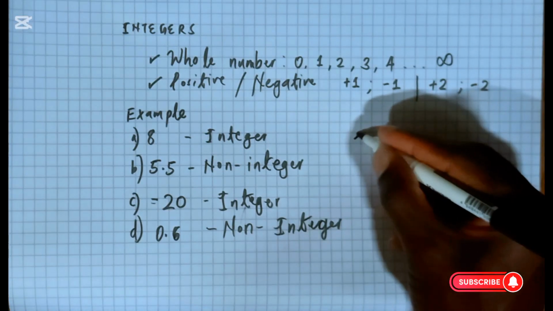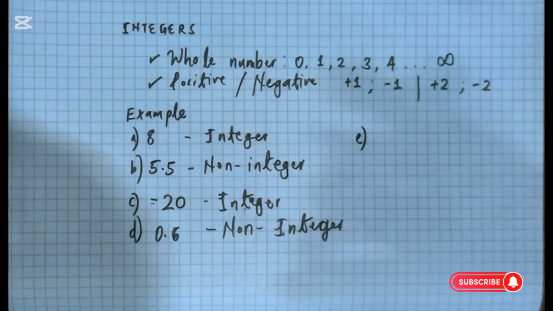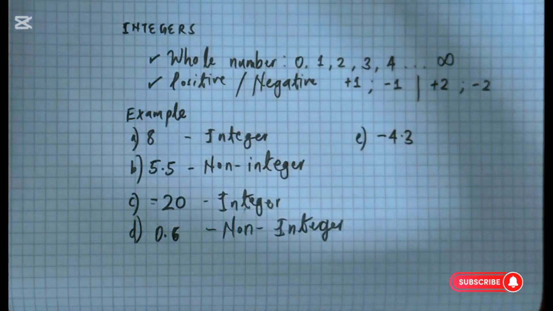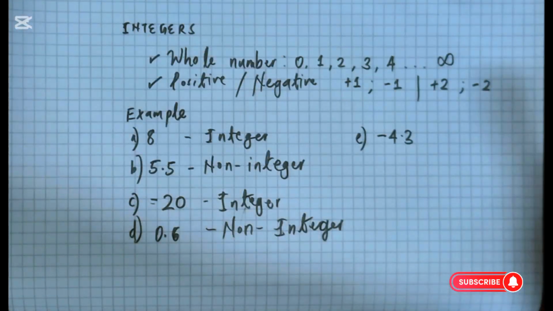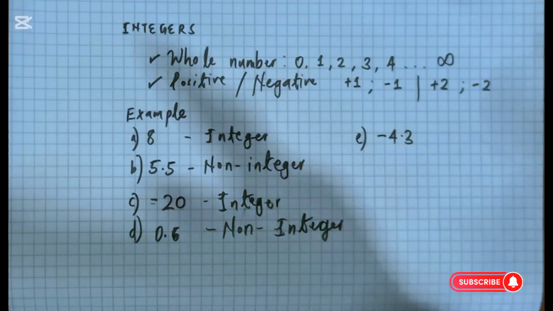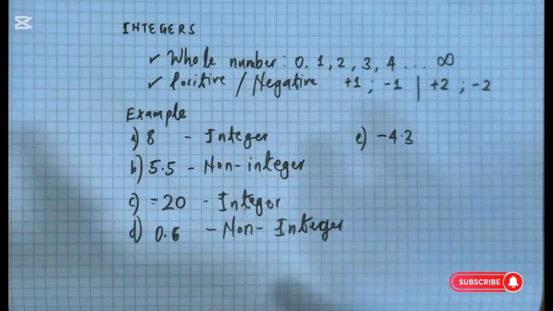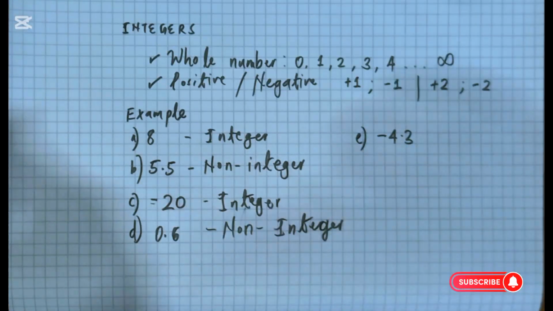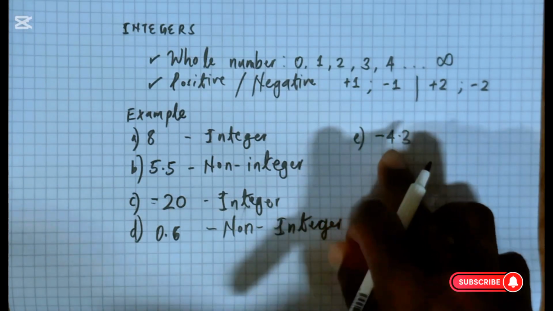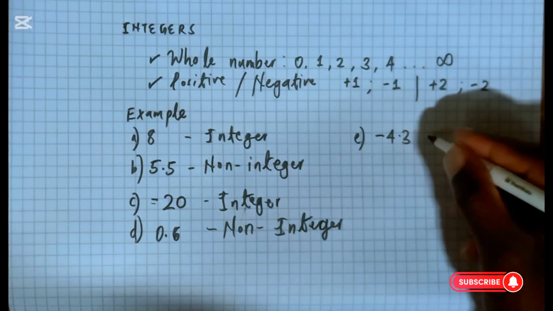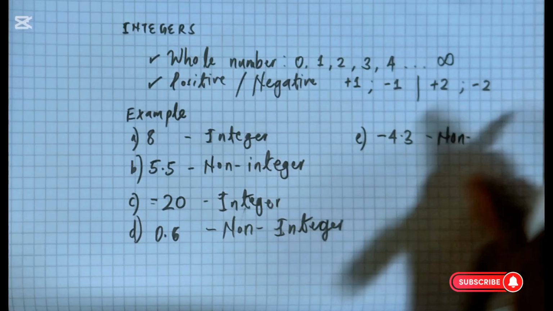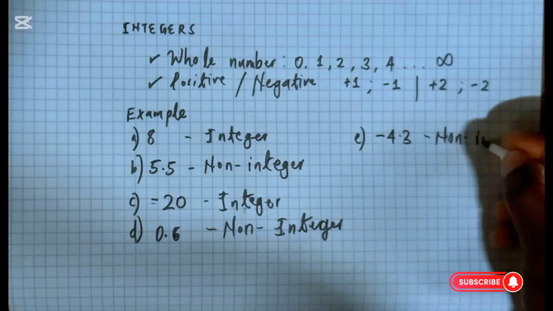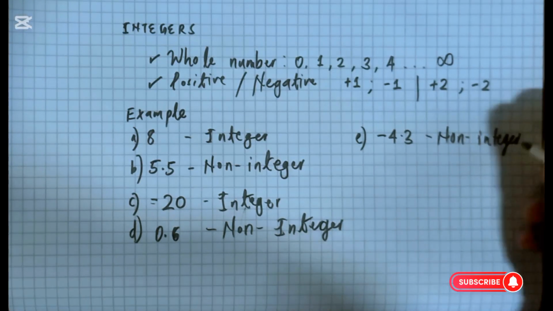I'm going to mention another number. Let's look at this number E, and that is negative 4.3. You already get the pattern, you already get the drift. Anytime we are having a decimal fraction or a fraction written with a whole number, then that is not an integer. So that means that negative 4.3 is going to be a non-integer, reason being that it has a decimal fraction. So this here is going to be a non-integer.